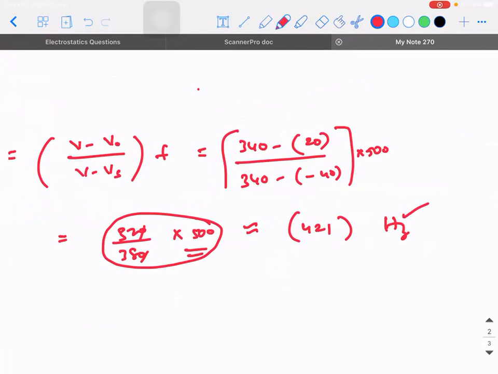I hope you understood the logic. All the problems have to be solved using this approach only. This is the only formula you have for the Doppler effect and the only method to solve. Okay, I hope things are clear. Now we will get started with your 12th standard.